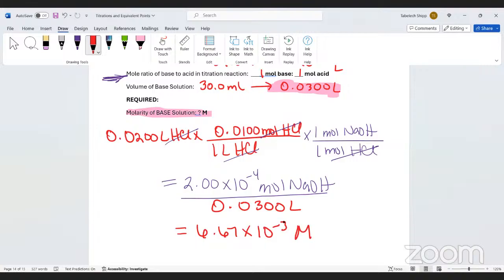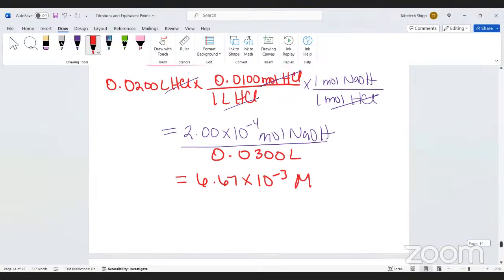Or you can say 0.000667. I know some people get creeped out about numbers. Okay, so this is your answer right here. And let me make sure that we put molarity for sodium hydroxide, okay? I'm gonna let that breathe for a second.